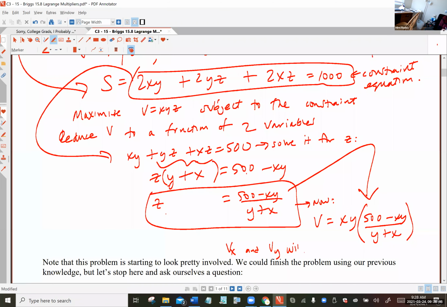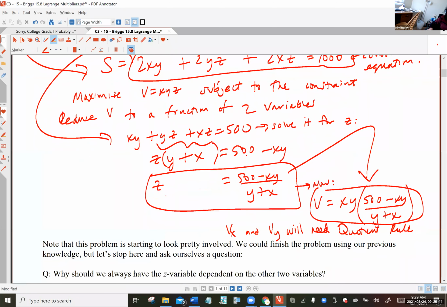We'll need the quotient rule, and it's just going to be a big hot mess. Okay, and I don't feel like doing the rest of this problem because it's just going to be very messy and very tedious. So we're going to stop right there. We're not going to finish the problem yet, and we're definitely not going to do it where the volume is reduced to this function of 2 variables here, because it just looks like the partials are going to be a real pain to even go get.